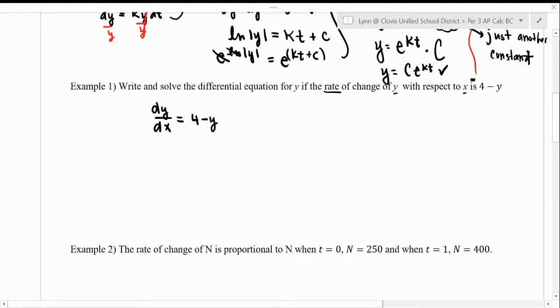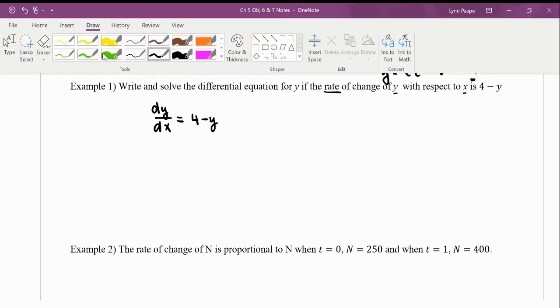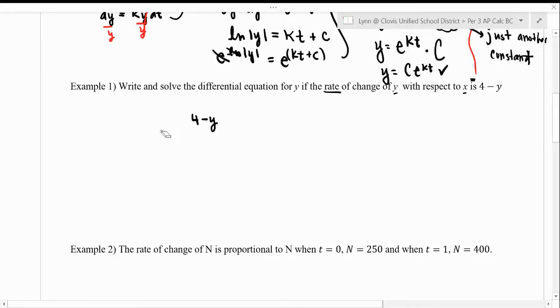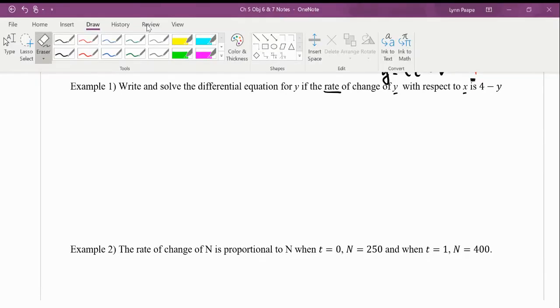Okay, so no proportionality, right? That's just what it is. Okay, so then my first step, you know what, I think I'm going to need some extra room. So let me erase this and just scoot it over so I give myself plenty of room here.